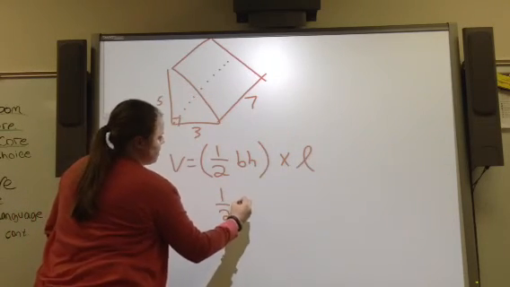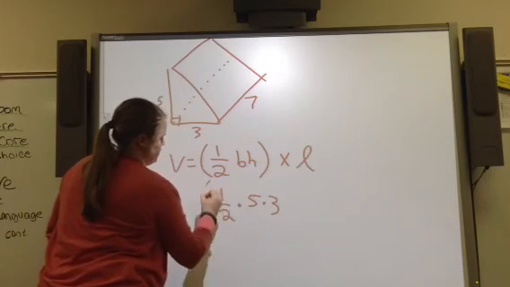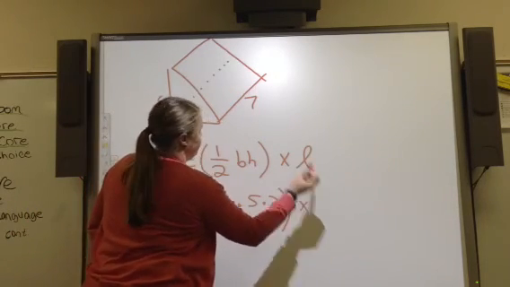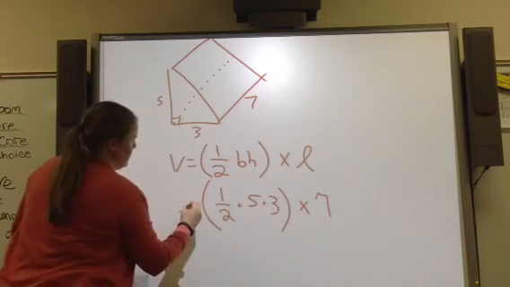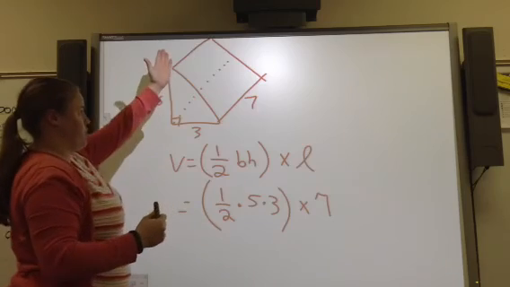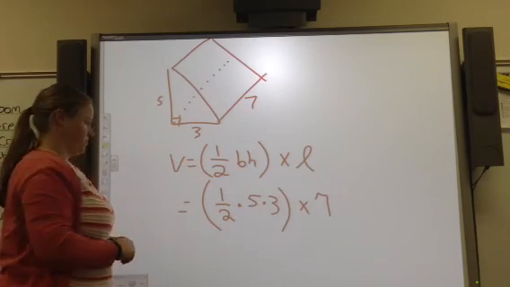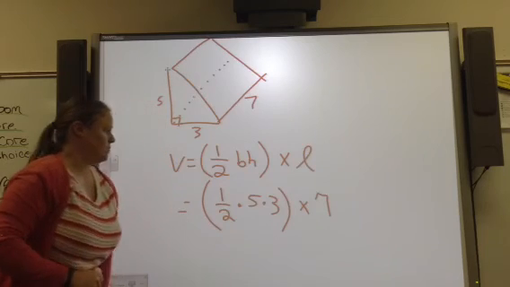So to rewrite the problem, 1/2 base times height, and then all of that times 7. And when we multiply all that together, that gives us the volume of the entire triangular prism. And you can do the math.